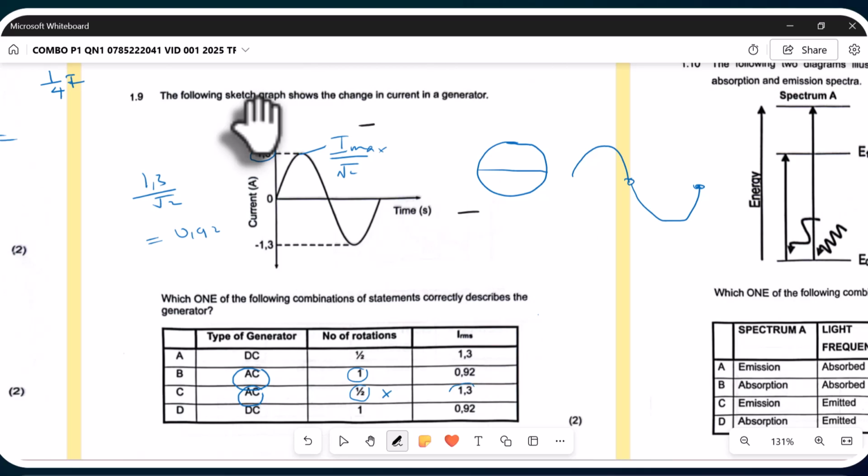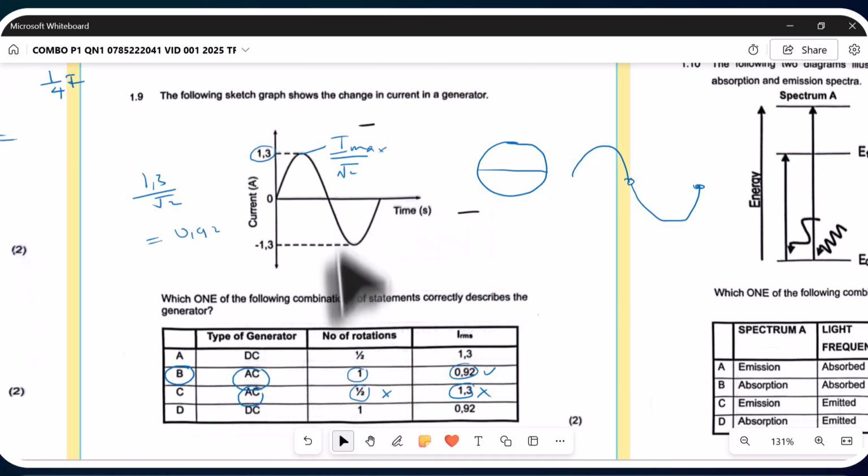Then they're saying light frequencies. Regarding light frequencies, because it is absorption here altogether, then it must be absorbed. It must be absorbing light frequencies. So it is this absorbed. Now this one being emitted is not correct there.